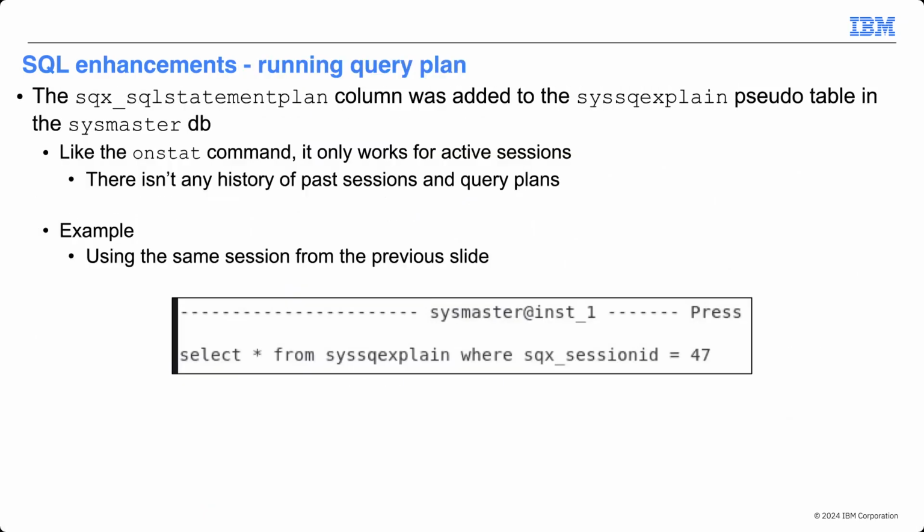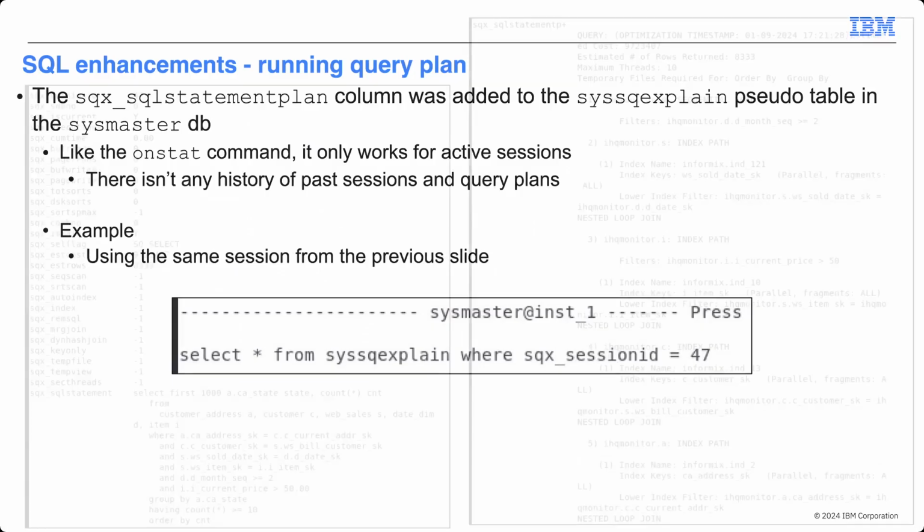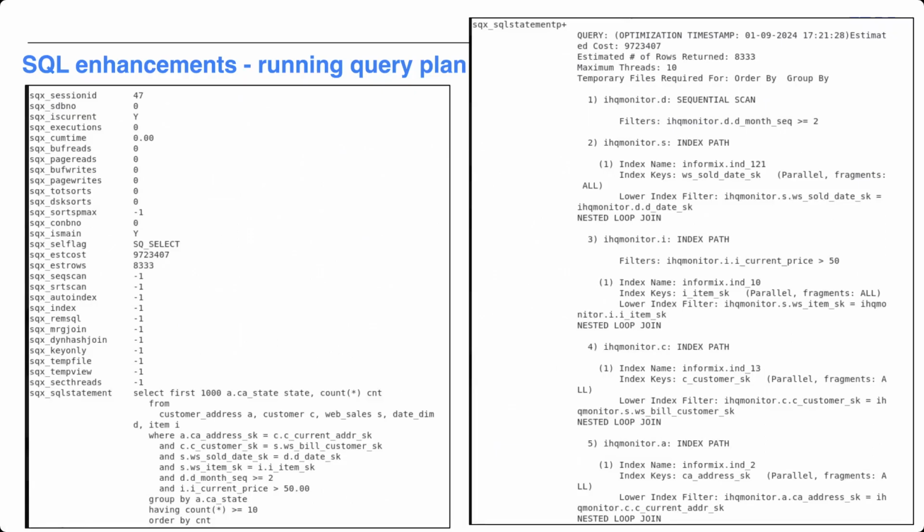To get the data from the sys explain table, you simply select the column with the session ID that you're interested in. And so this is an example of querying out of the table. Now this, like I said, you'll only get the first 32K of the query plan in the column, but you can access it this way.